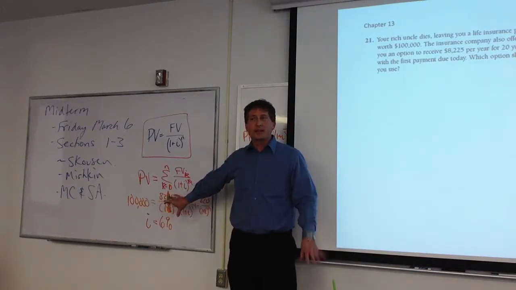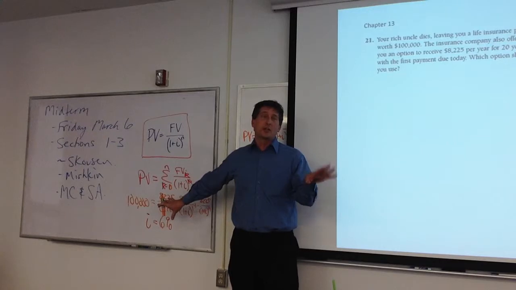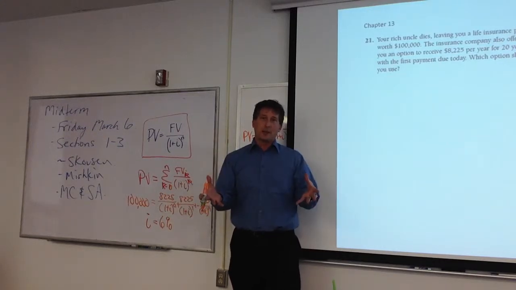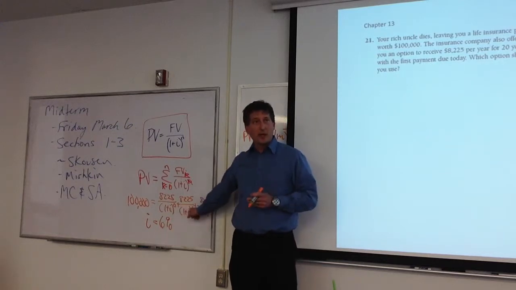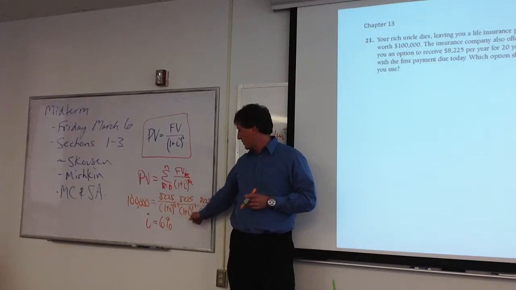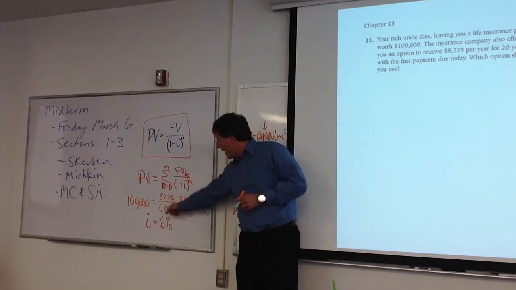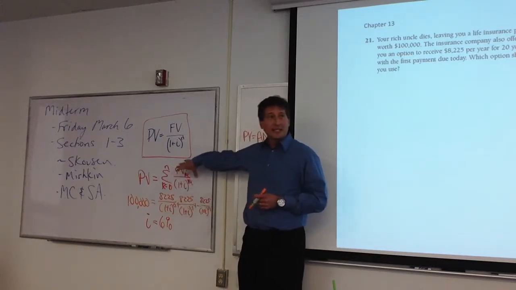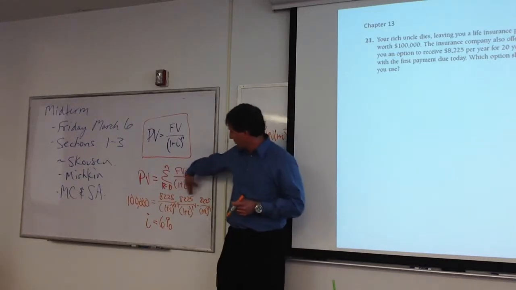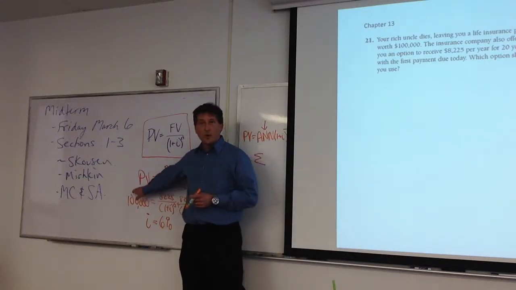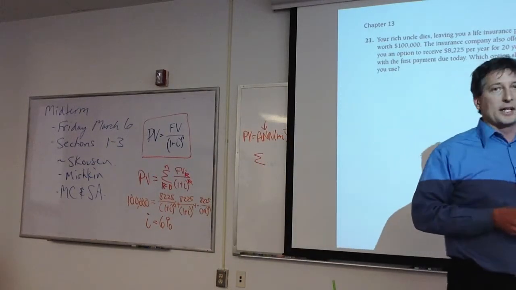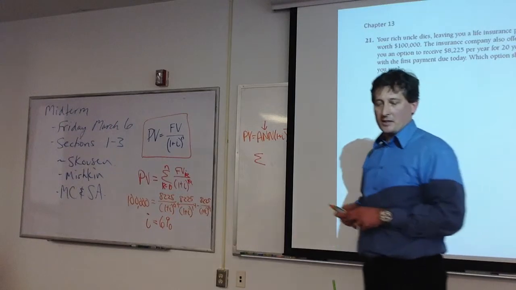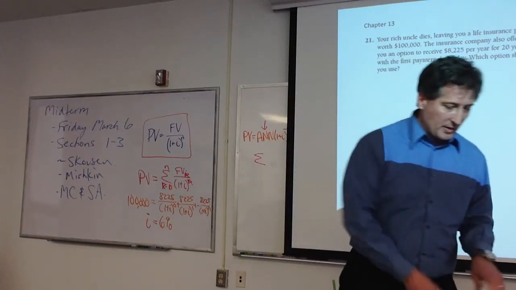What I want you to do next is, on your own, without talking to your neighbors, lay out the answer to the problem. You're going to have to put words into it and describe what the 6% means. The 6% interest rate causes you to be indifferent between the 8225 or the 100,000. So write out a short couple of sentences, and you can use a little math if you want.